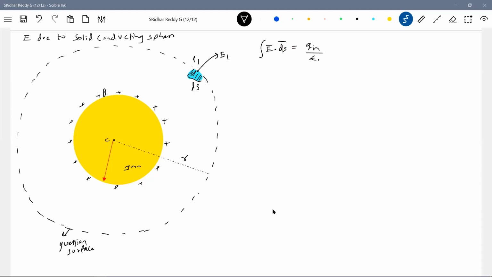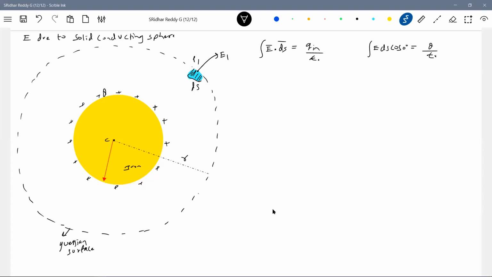What is the net charge enclosed by the Gaussian surface? Q only. But sir, the charge is not present at the center, it's not a point charge. Whether the Gaussian surface encloses a point charge or a charged body, what is the net charge enclosed? It's Q only. So this becomes the integral of E ds cos 0 degrees equals Q by epsilon naught.